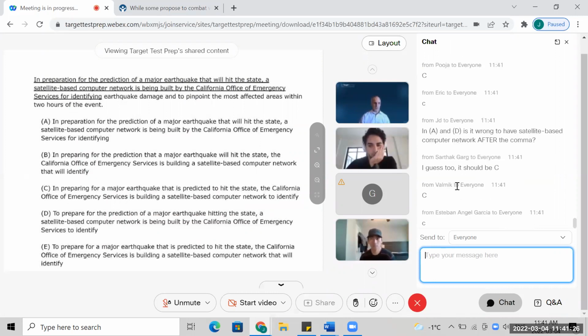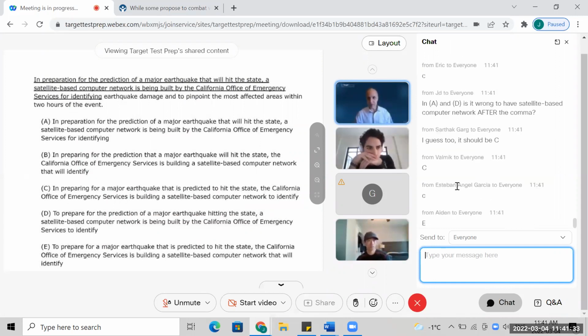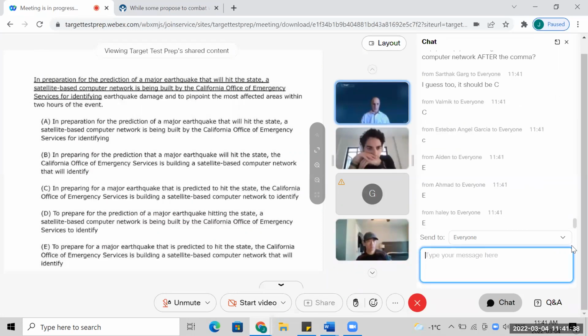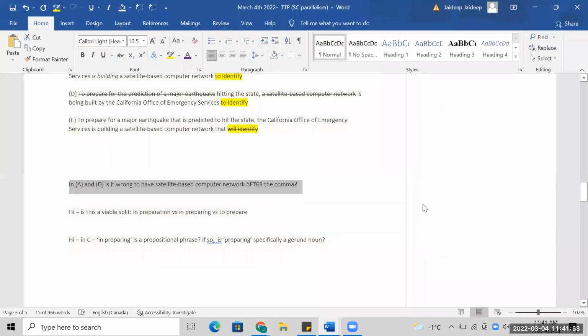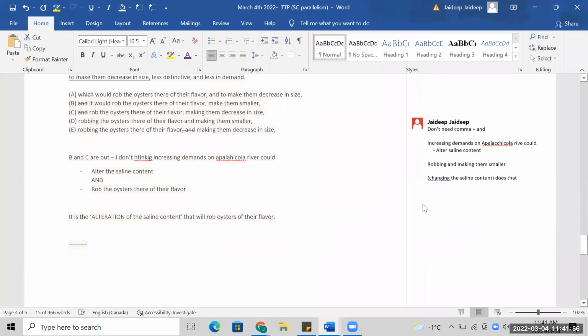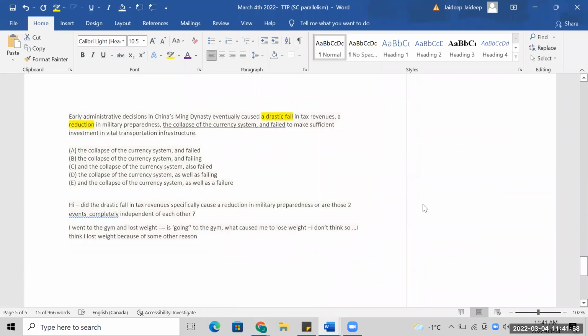Okay, so let's take a look at this and see what they did, because this is different from the others. The others were so focused on parallelism, which was basically all about noticing a list. But this one has a whole other wrinkle to it. So it begins with a modifier: in preparation for the prediction of a major earthquake that will hit the state, a satellite-based computer network is being built by the California Office of Emergency Services for identifying earthquake damage and to pinpoint the most affected areas.